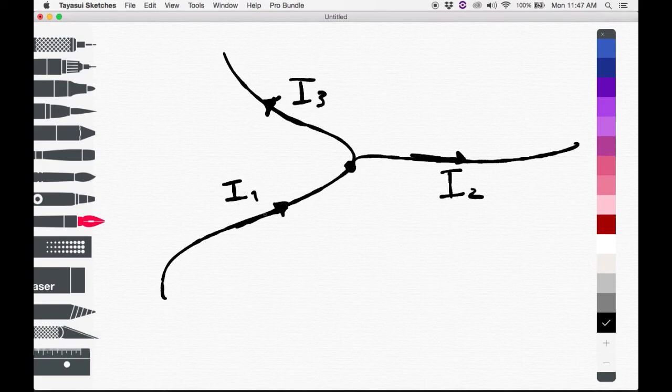First, a note about convention. Any current that's going into the junction we're going to label with a positive sign, and any current leaving the junction we're going to label with a negative sign.